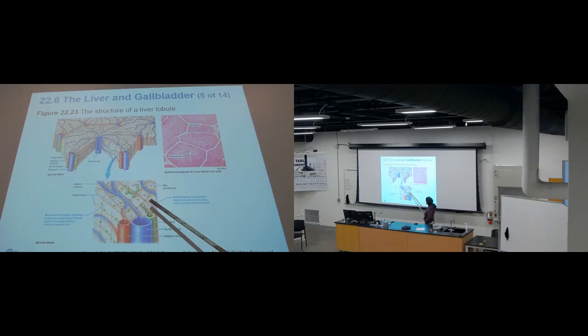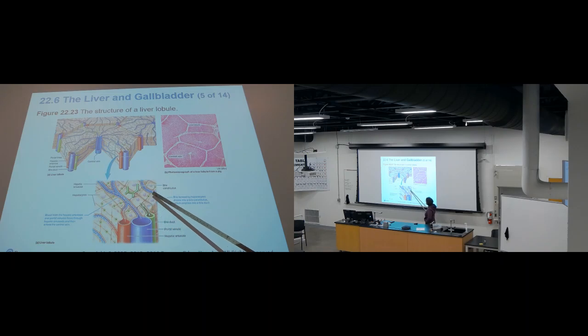Now, the hepatocytes are going to start metabolizing all of these nutrients, storing some of them, including vitamin A. Vitamin A is one of these vitamins that is stored in the liver. We also store iron in the liver.